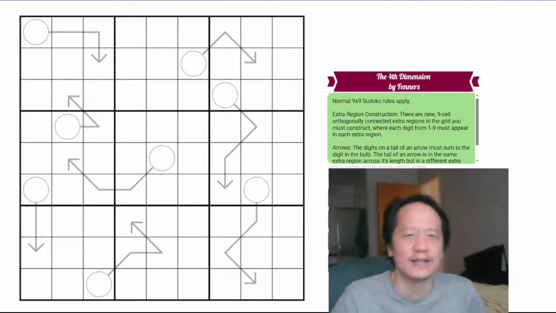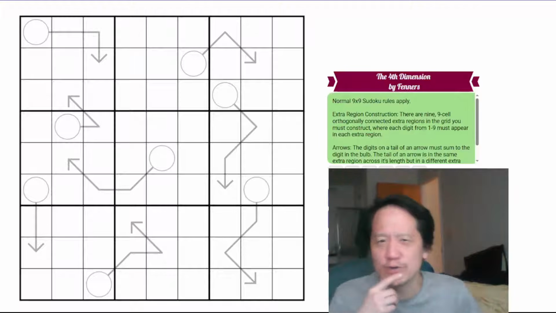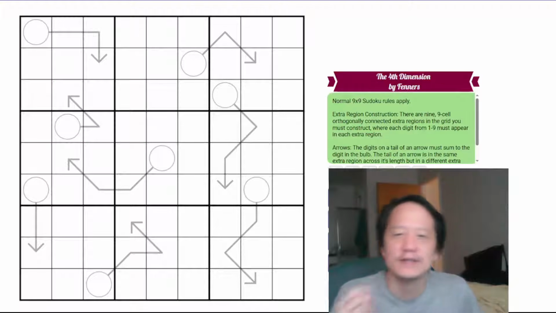He's been... I've done a decent amount of puzzles recently by him, and he's always had some pretty solid ones that I've tried. Anyways, let's get to the rules.